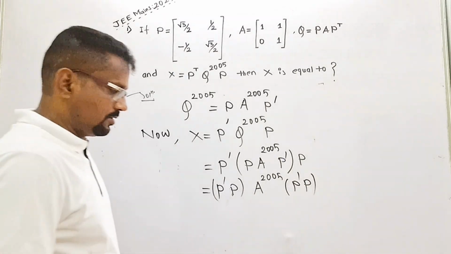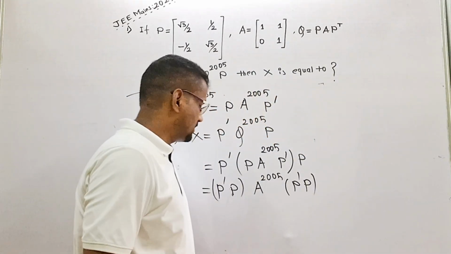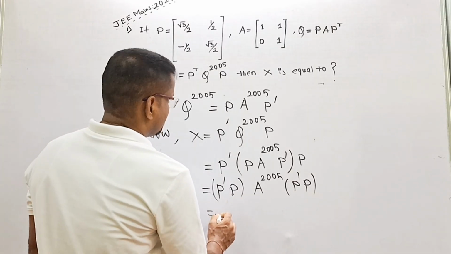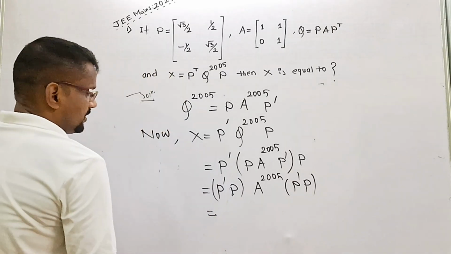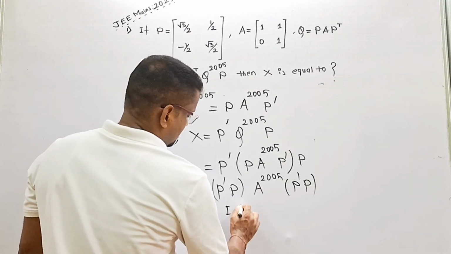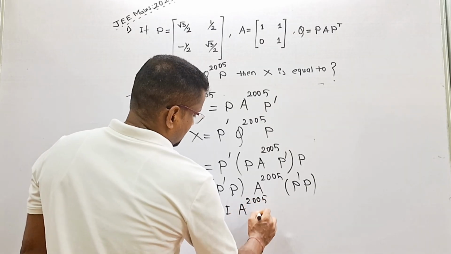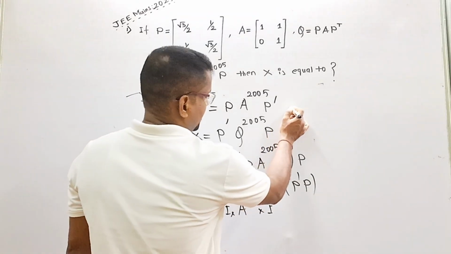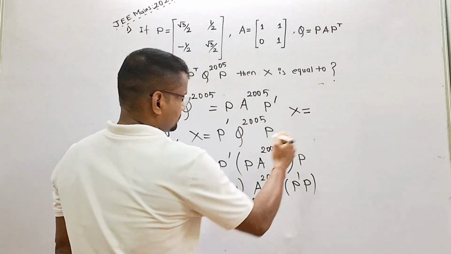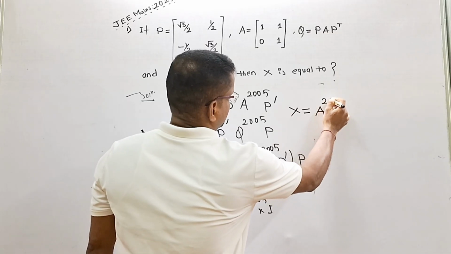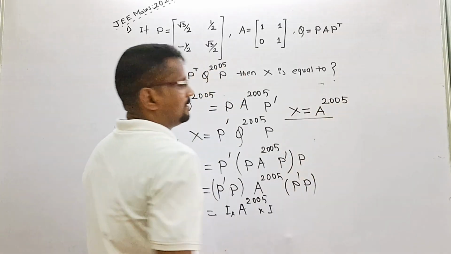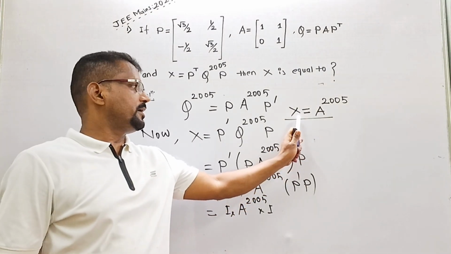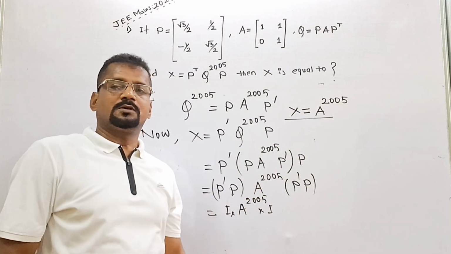Now you see, we have already proved that P dash P is the identity matrix. So P dash P is the identity matrix, and A to the power 2005 into the identity matrix. So what do you finally obtain? X is equal to A to the power 2005. So finally we have obtained this step where x equals A to the power 2005.